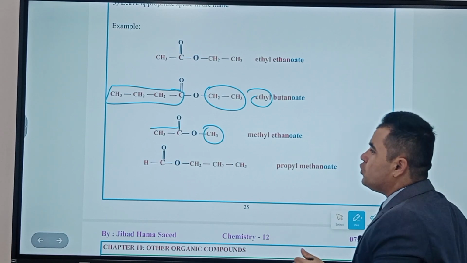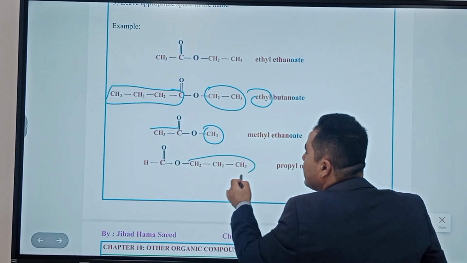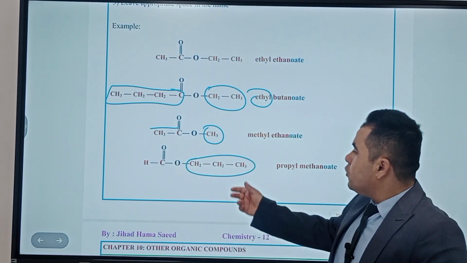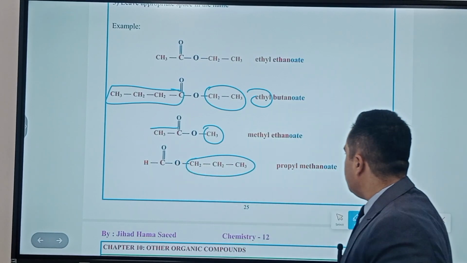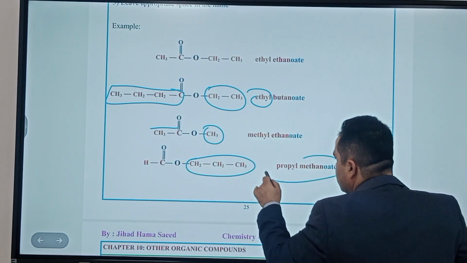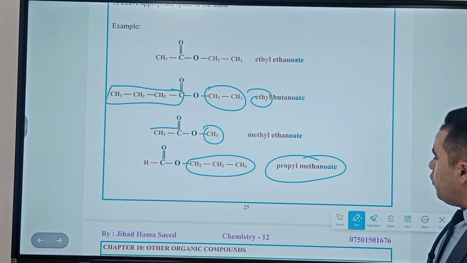Methyl ethanoate, which is 2. Or we can say here the alkyl group is propyl: propyl methanoate, guys. Propyl methanoate.